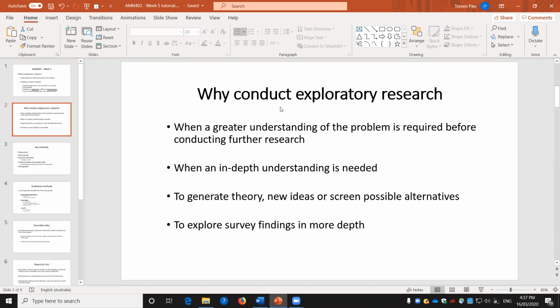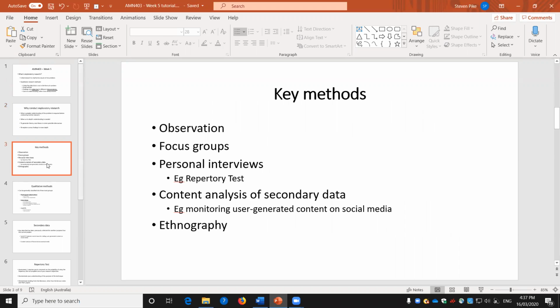So qualitative research can be research in its own right to test new brand slogans or television commercials. It can be undertaken prior to developing a questionnaire. It can help us understand what items we need to put in our questionnaire, or it can be undertaken after the questionnaire data analysis is complete and we want to get some more information about some of those survey results. So the key methods that we talk about in the two lectures in weeks 4 and 5 are observation, focus groups, personal interviews, which is where we use the repertory test, content analysis of secondary data, and ethnography.